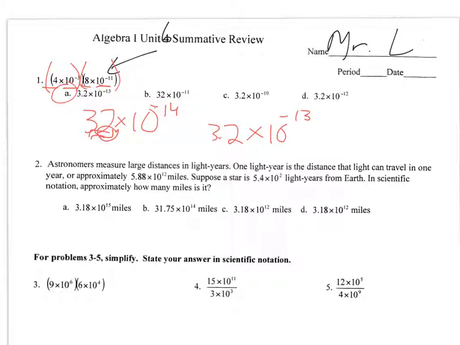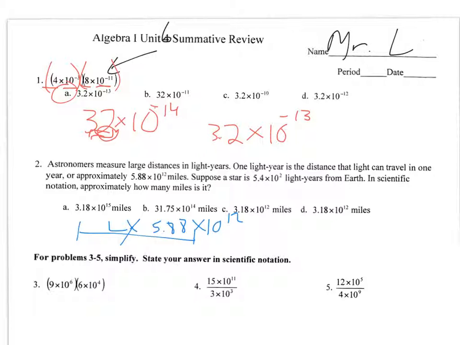so you got a large distance referred to as a light year. And 1 light year is a really long distance. The distance that light can travel in 1 year. And that distance is 5.88 times 10 to the 12th.